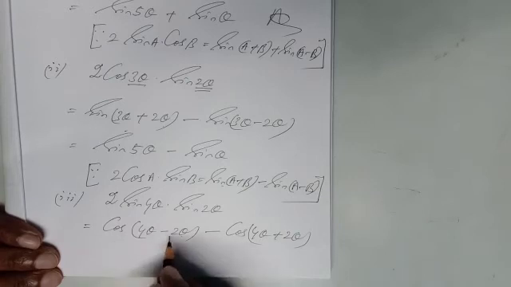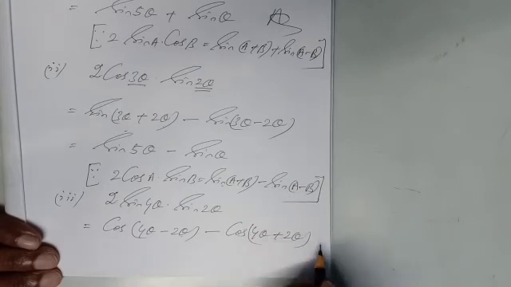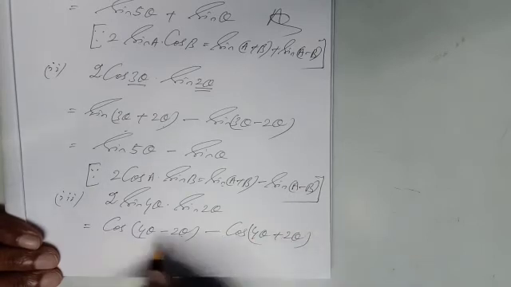As you know, the cos(A minus B) formula is what? Cos A cos B plus sin A sin B. And here the cos(A plus B) formula is cos A cos B minus sin A sin B. If I open the bracket, the first part will be cancelled out.